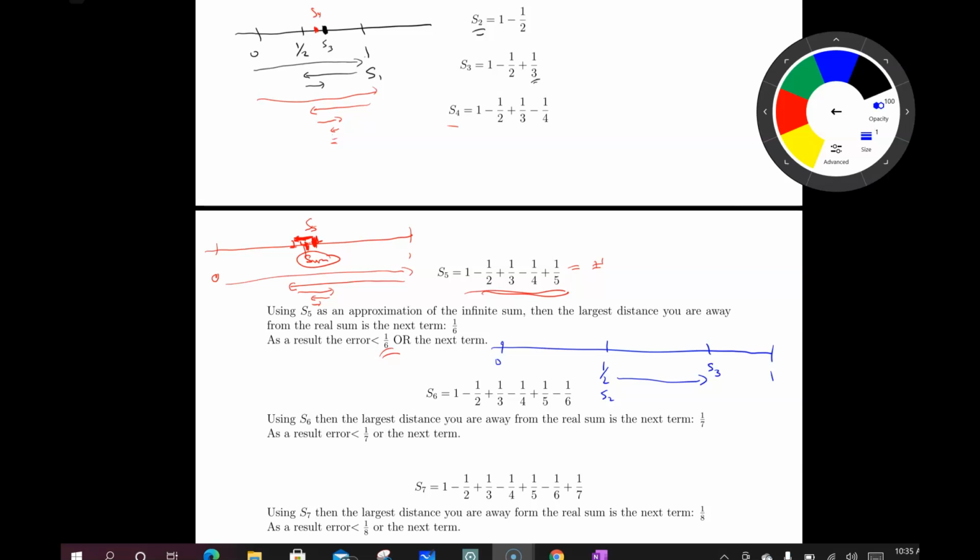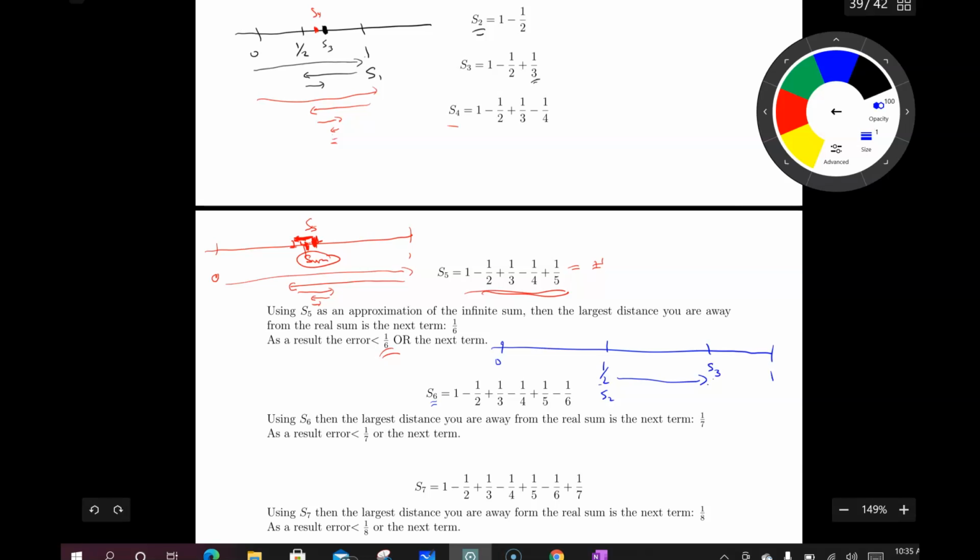Okay, I want to continue with this idea. So I've got several iterations here. Hopefully by the end you'll really get it. So I'm going to draw S sub 6. So S sub 6 is take 1, take away 1/2, add 1/3, right?